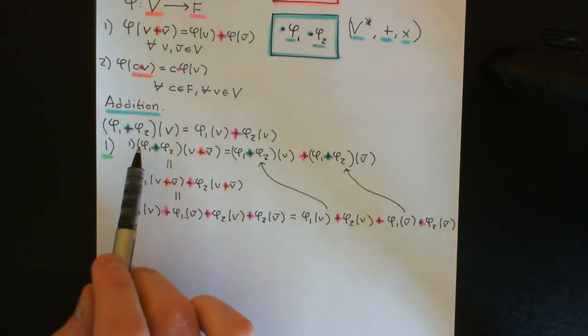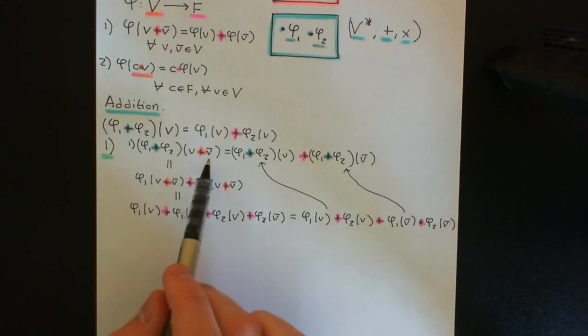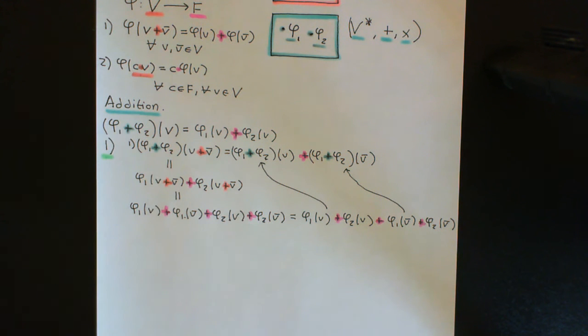So indeed, this map does obey this first criterion of a linear map. It does obey the fact that it doesn't matter whether you first add the two vectors together in the vector space or whether you first map them and then add them together in the codomain, which in this case is the field. Okay, so that's criterion number 1 checked.